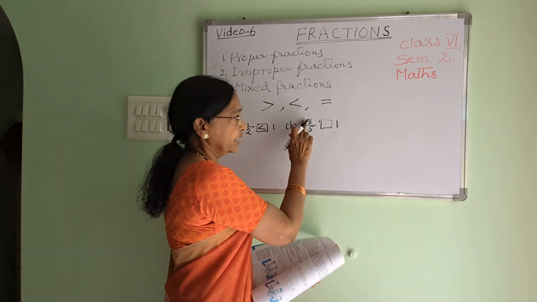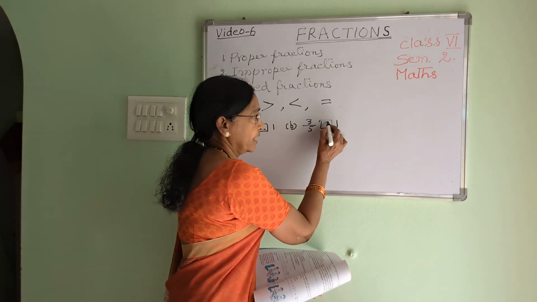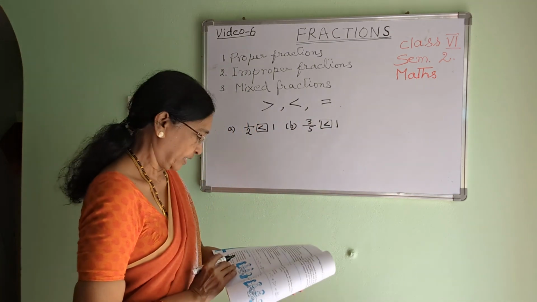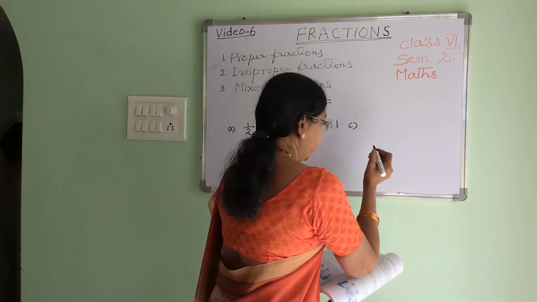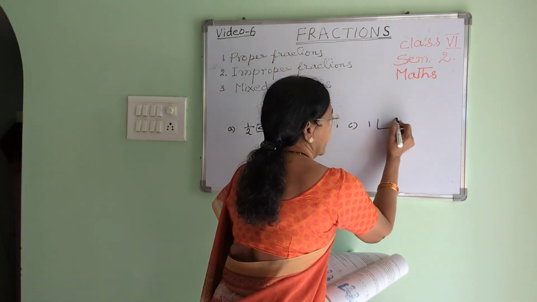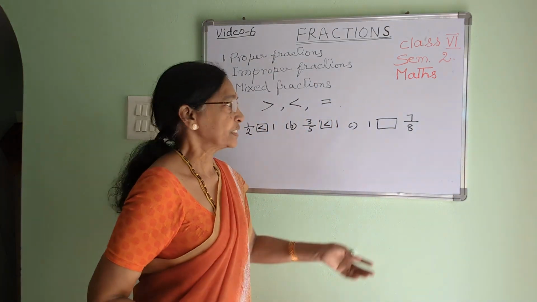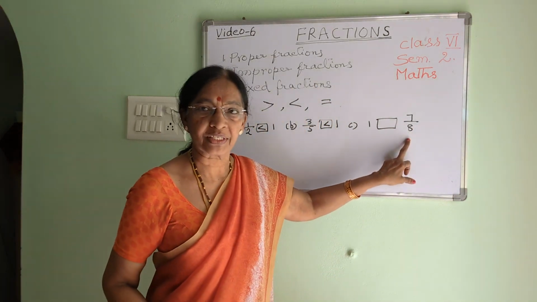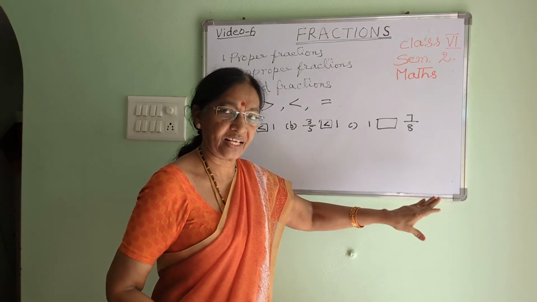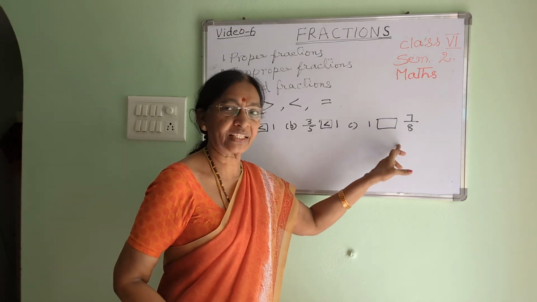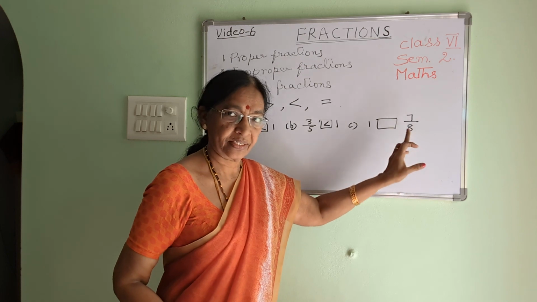Similarly, 3 by 5. 3 by 5 is also a proper fraction. Therefore, it is also less than 1. The next one is C. 1, 7 by 8. 7 by 8 is a proper fraction. It is less than 1. 7 by 8 is less than 1 means 1 is greater than 7 by 8. Understand?